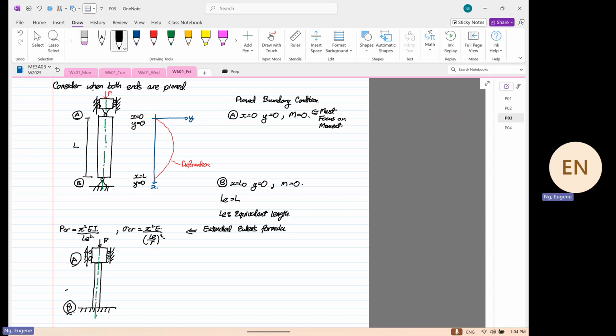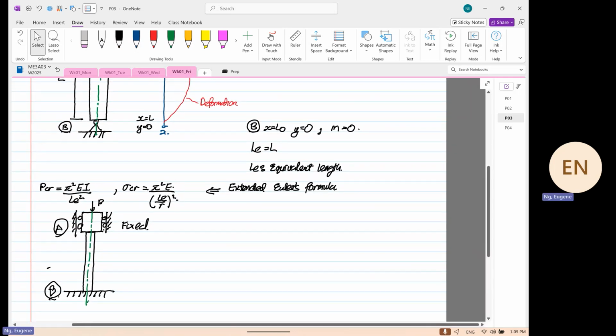Okay, you get that? Yes? Now focus on point A. Point A can go up and down. But it is also what? Empty. So it also has a moment. It can resist moment. Are we clear? So for this case, we have a case where the top and bottom, we call it fixed at the top, and we also call this fixed at the bottom.